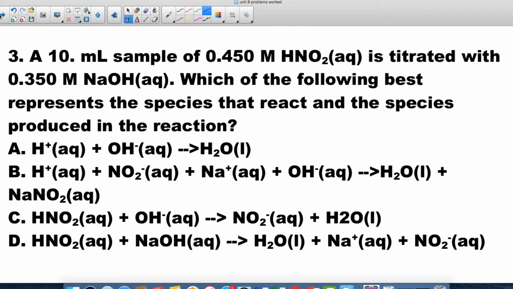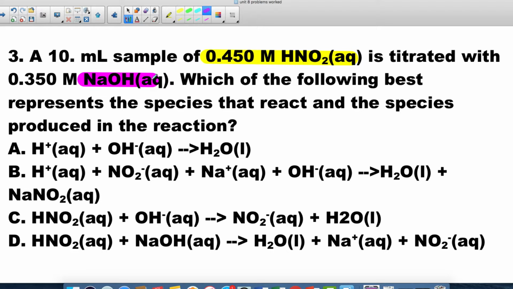This is where your kids writing net ionic equations all semester long is going to pay off. For the HNO2, HNO2 is a weak acid. It is not one of the strong acids. Therefore, we would keep it together in the net ionic. Meanwhile, the sodium hydroxide is a strong base. Since it is a strong base, we would actually take it apart. On the right-hand side, it's going to form sodium nitrite, NaNO2, and water.